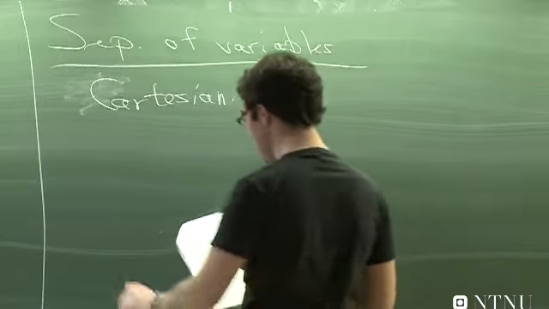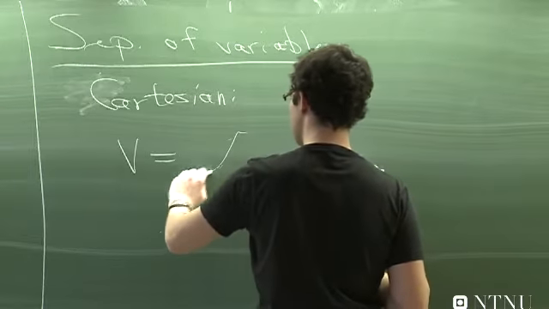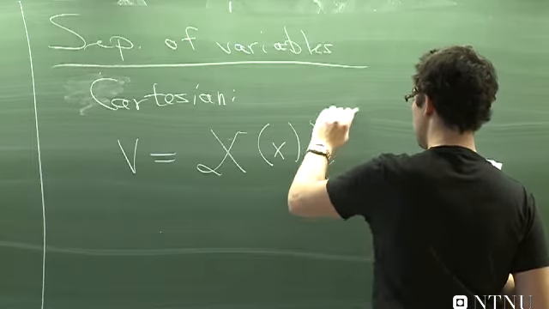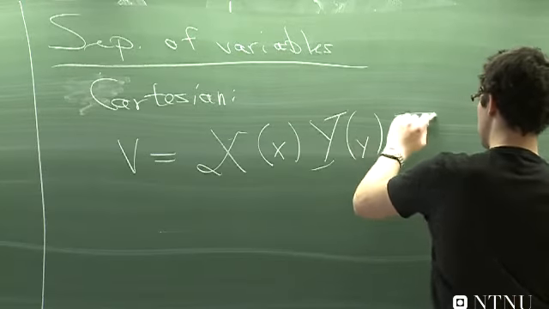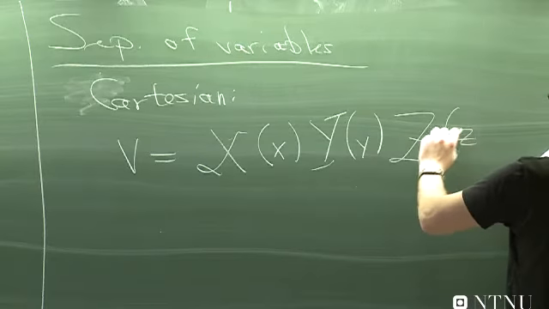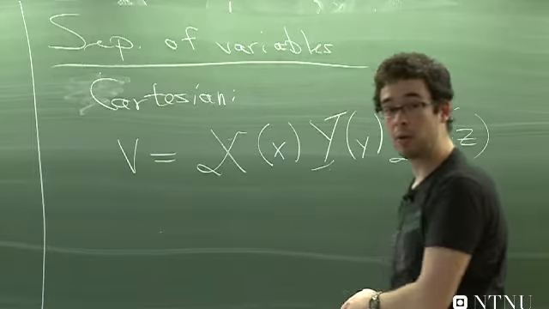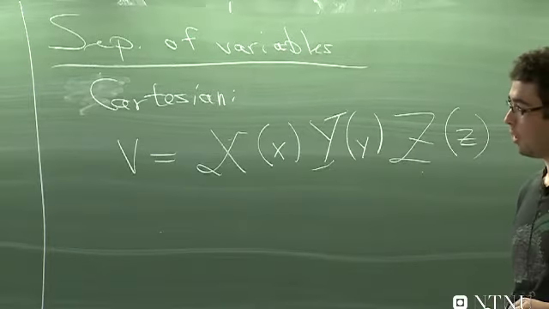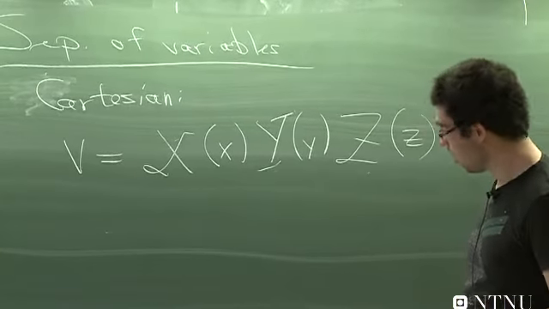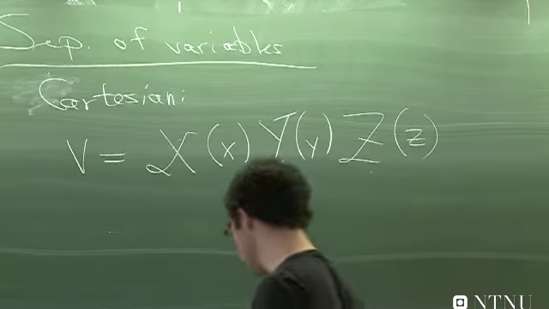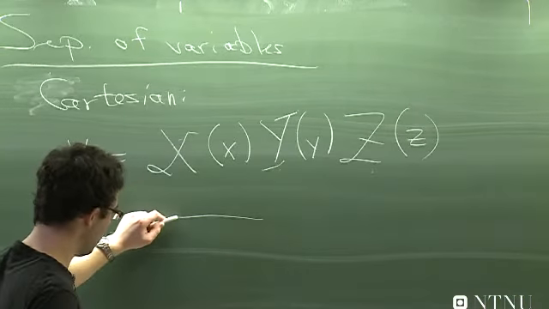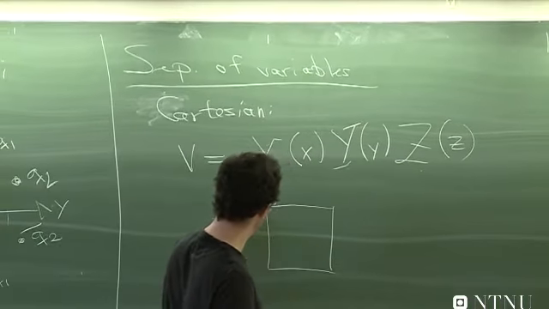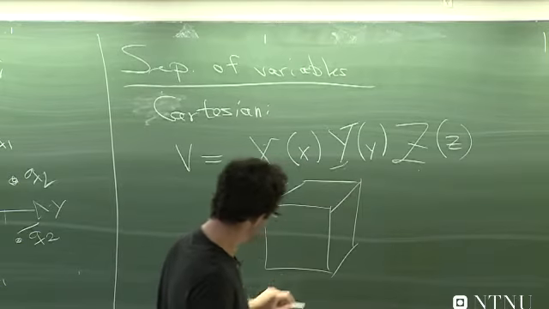So let's see, in the Cartesian case, this simplifies to the following, that V is equal to some function large X of small x, large Y of small y, large Z of small z. So these are functions which depend only on one of each of the variables, x, y, and z, which show up in the Poisson equation. A concrete example of this is if you have, let's say, some cube. This is supposed to be a cube anyway, like this perhaps. So there you have a cube.